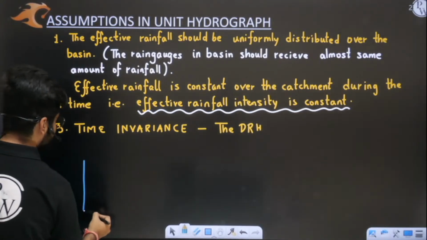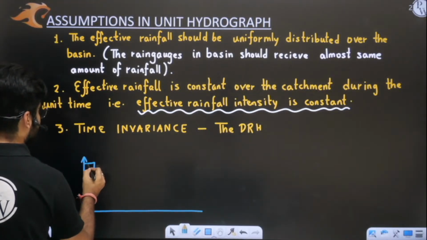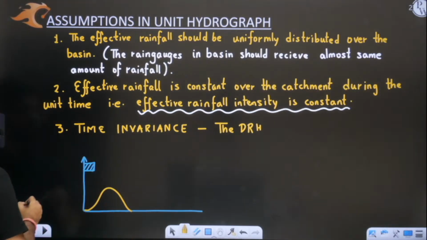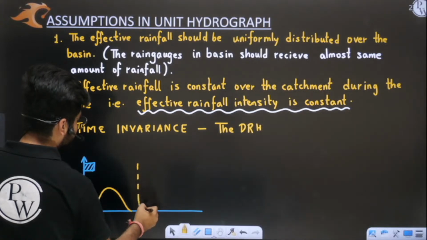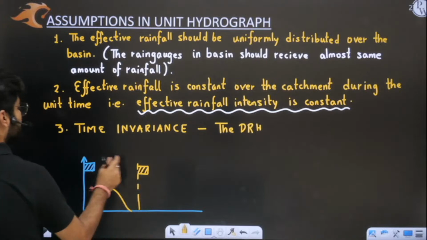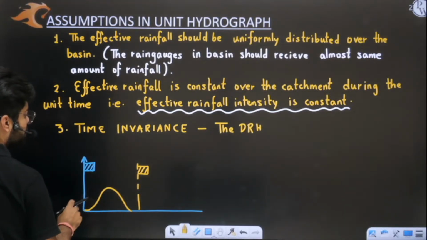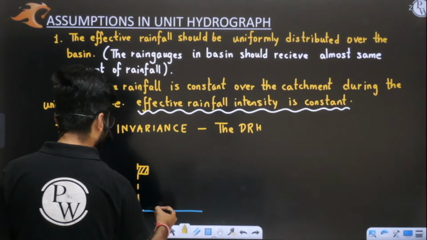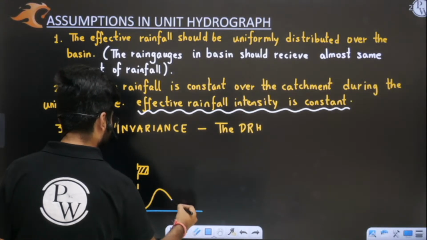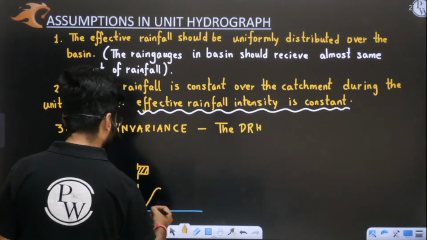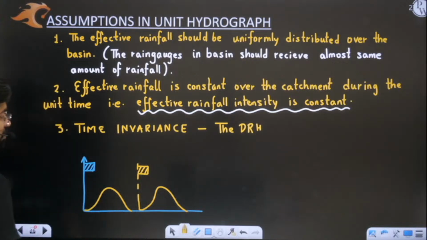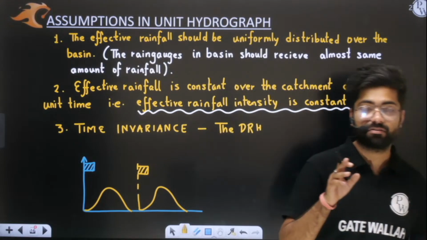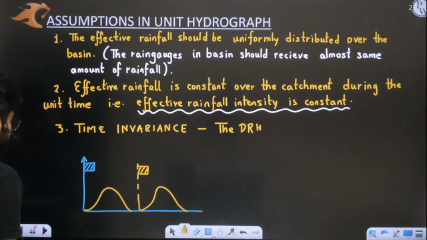I will write the point. See, let us say this is your rainfall. Let us say rainfall has happened for duration D, and because of this rainfall, we have a DRH like this. Let us say after some time, again a similar kind of rainfall has happened, of same effective rainfall depth, same duration, everything is same. So when you again receive such excess rainfall, the shape of this hydrograph will be same. Yes or no? This is the meaning of time invariance. You will get the same kind of DRH again, no matter whenever your rainfall happens. Whenever it happens, the resulting DRH will be same.